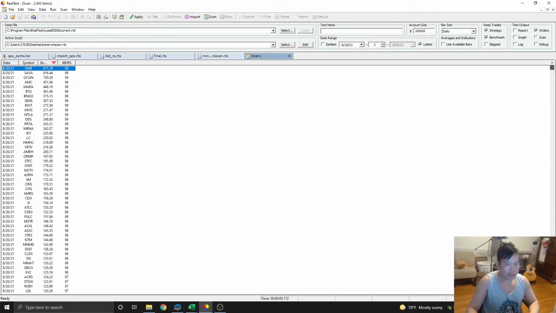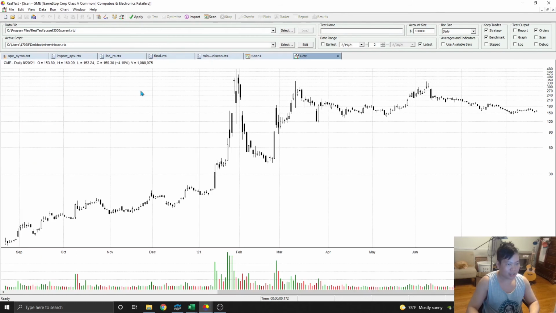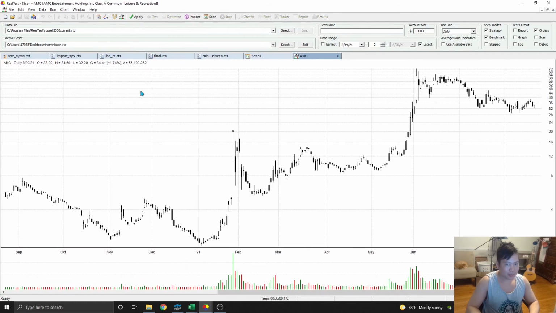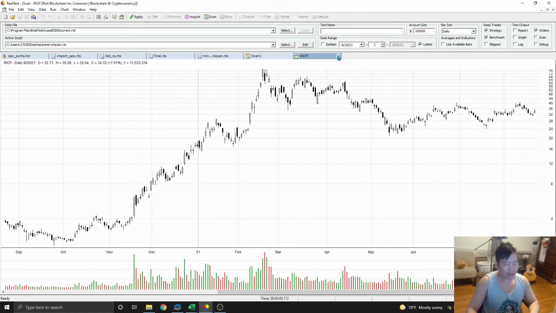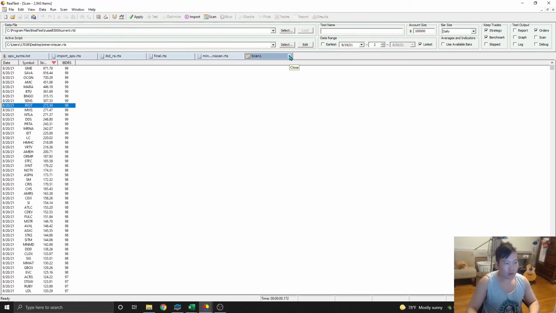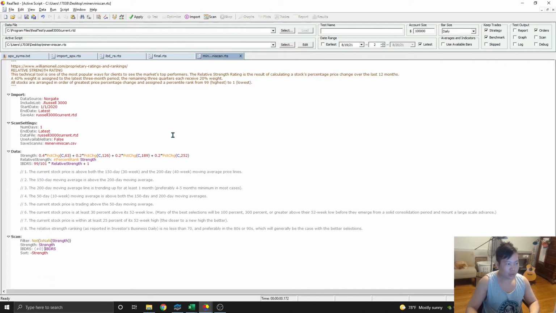Yep, and we got a pretty powerful list of stocks here. Okay, so now all we have to do is apply Mark Minervini's rules in order to get the stocks in the stage 2 uptrend. Okay, so let's get started there. The current stock price is above the 150-day and the 200-day moving average price lines.